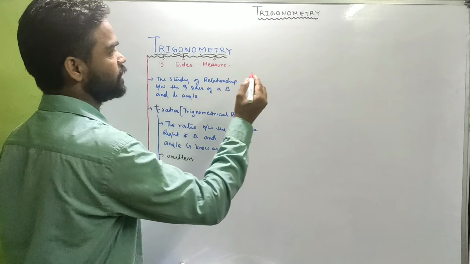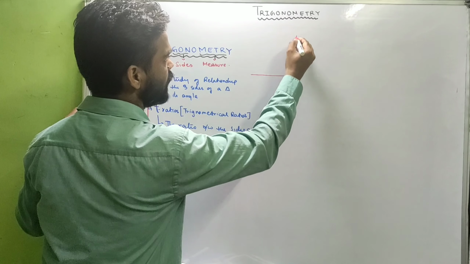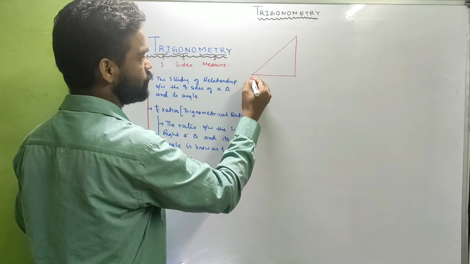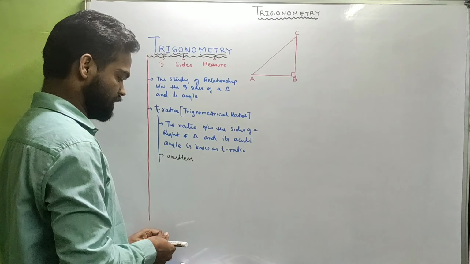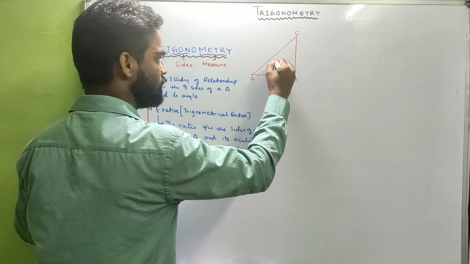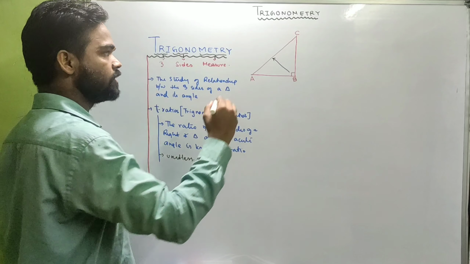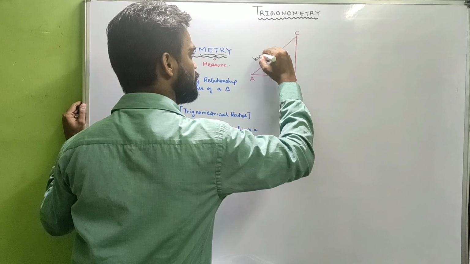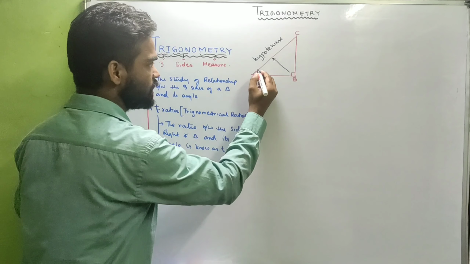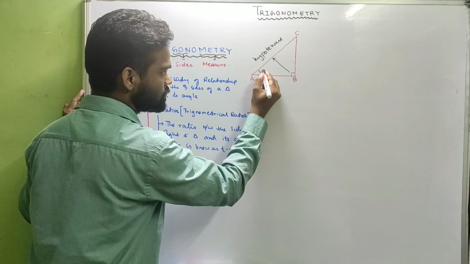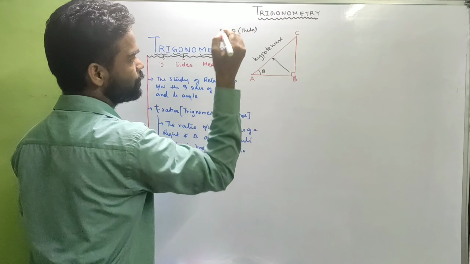Just see this figure. If I draw a right angle triangle, suppose A, B, C, right angled at B. So we know which is the hypotenuse. Definitely the side opposite to 90 degree is your hypotenuse, isn't it? Suppose we take this angle, angle A, as theta. How it is pronounced? Theta.